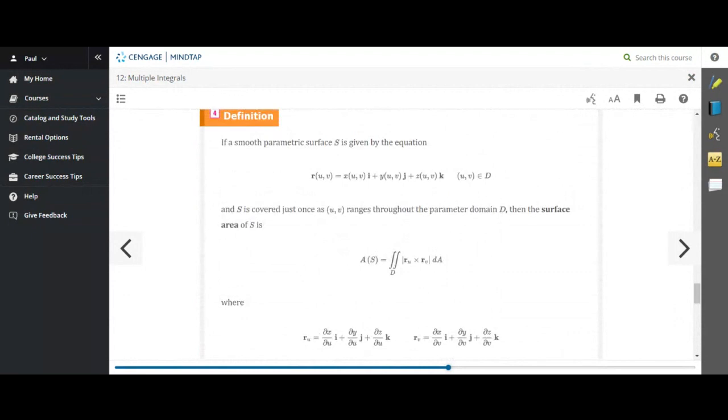Okay, so there it is. Now you have a formula. Are there any questions on this? We'll look at an example.